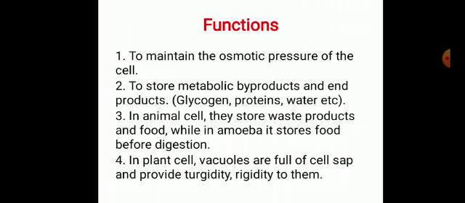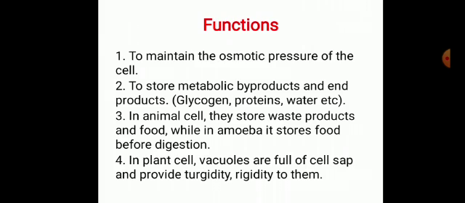Number 2, to store metabolic byproducts and end products: glycogen, proteins, water. During the process of photosynthesis, carbohydrate is formed. So this is a product, means metabolic product which is formed due to the process of photosynthesis. So these byproducts are stored in vacuoles. In animal cell, they store waste products and food, while in amoeba, it stores food before digestion. In plant cell, vacuoles are full of cell sap and provide turgidity, rigidity to them.